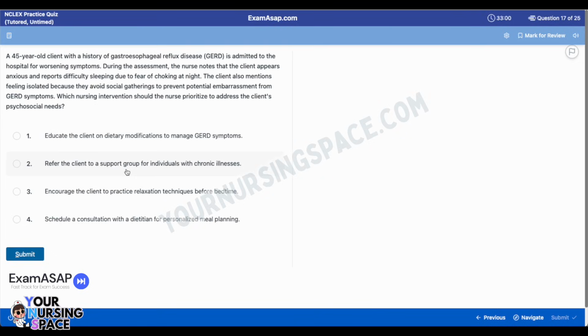Here are the options. Option 1. A. Educate the client on dietary modifications to manage GERD symptoms. Option 2. B. Refer the client to a support group for individuals with chronic illnesses. Option 3. C. Encourage the client to practice relaxation techniques before bedtime. Option 4. D. Schedule a consultation with a dietitian for personalized meal planning.